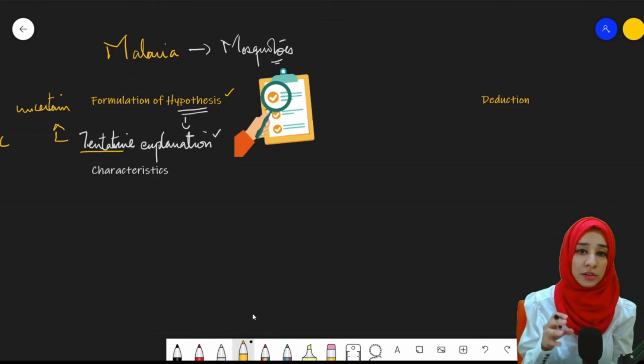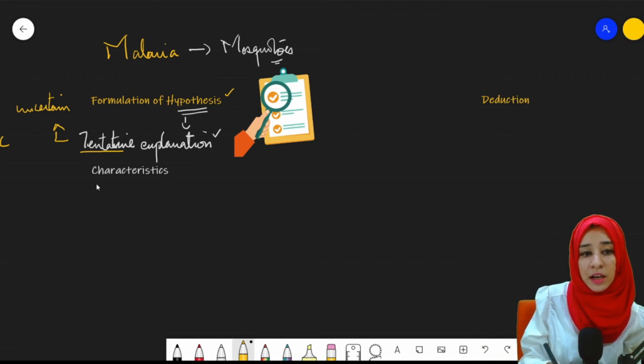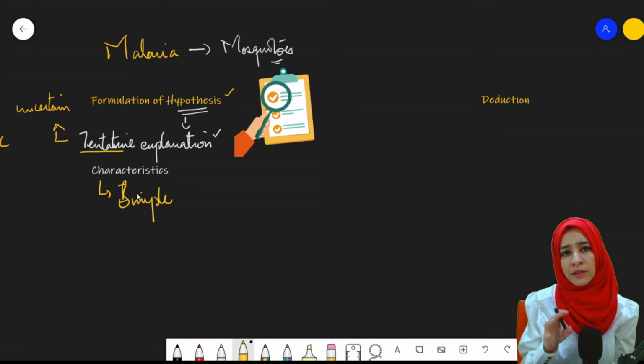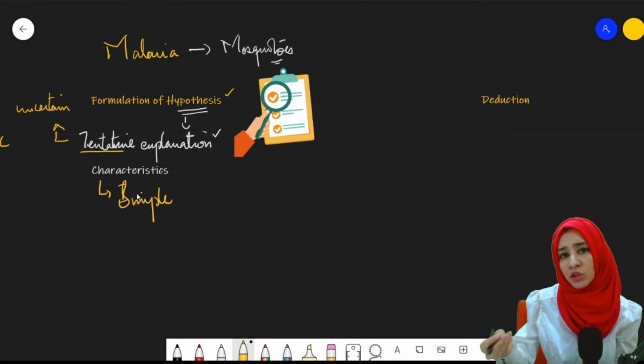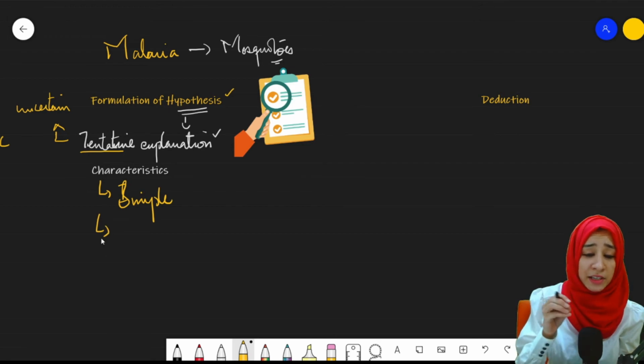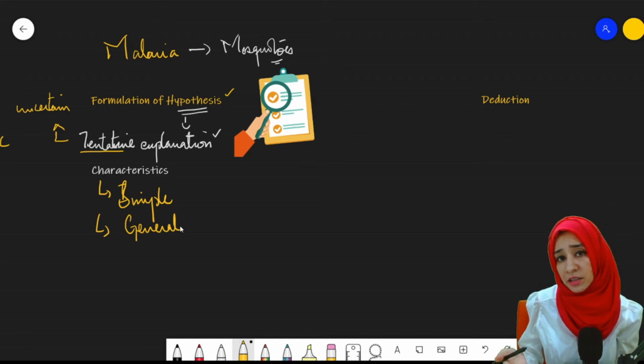Now, a hypothesis needs to have certain characteristics. A few of them are, it should be simple. The first thing, it should be a simple statement, a statement that does not confirm or reject anything. It should be as simple as possible and it should be a general statement in which we are not confirming anything or we are not rejecting anything, right?